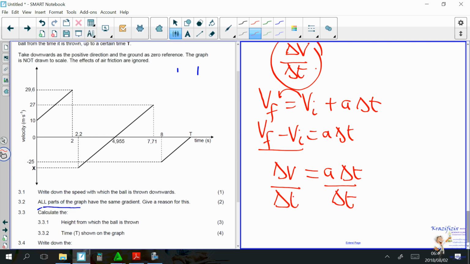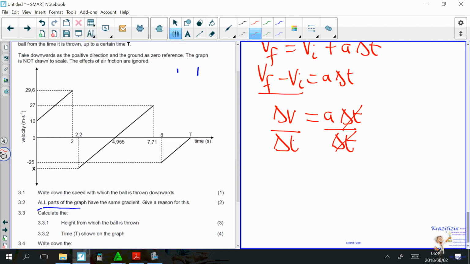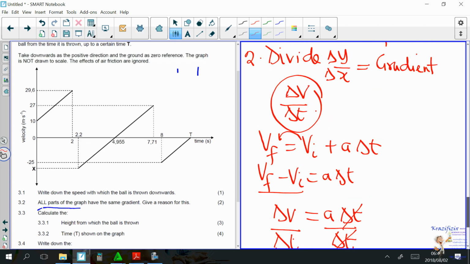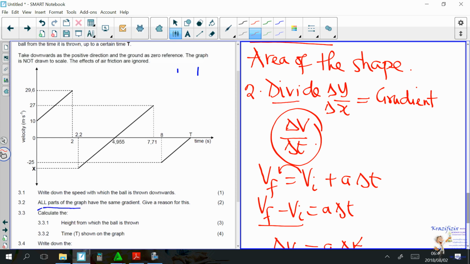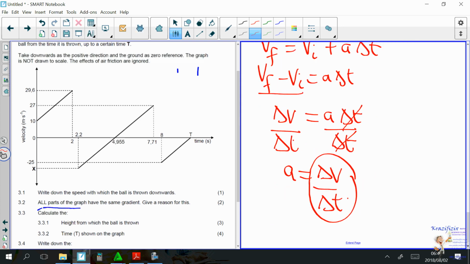And I'm going to actually show you something here again now. All right. So what do I have? A equals delta V over delta t. Does this formula exist? Now, this is the formula we wanted. So if we divide, we want this, which is equal to acceleration. That means the gradient is acceleration. You need this for all your graph questions.